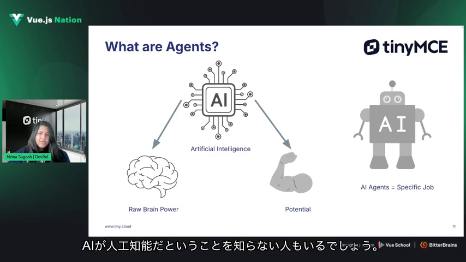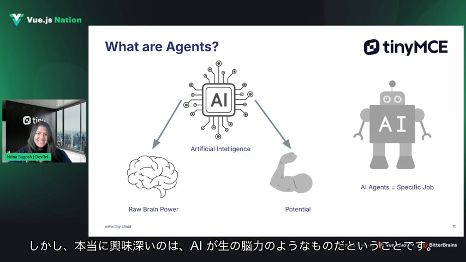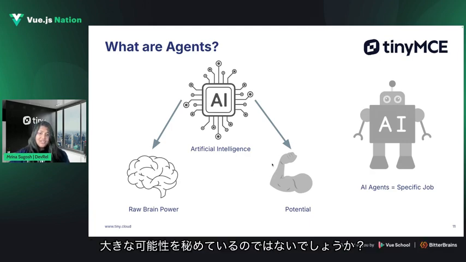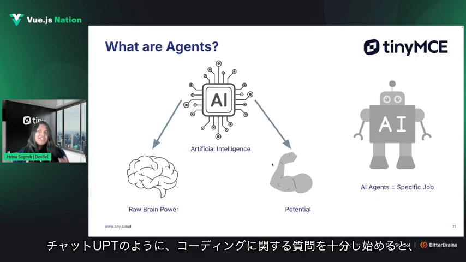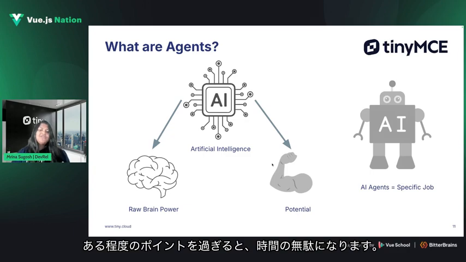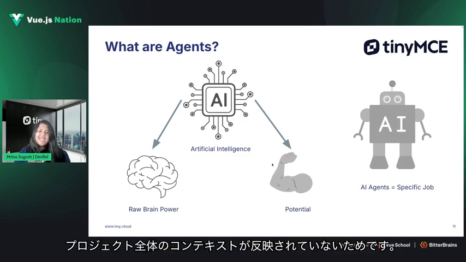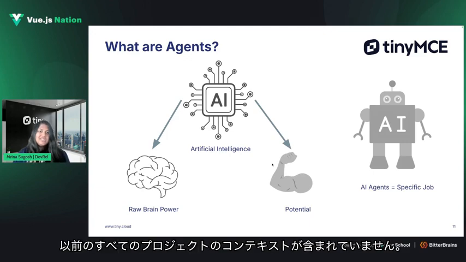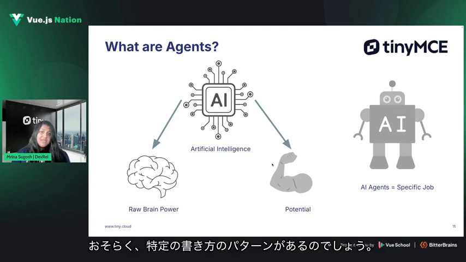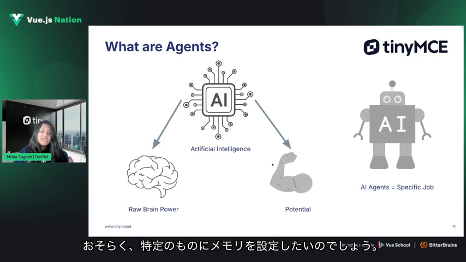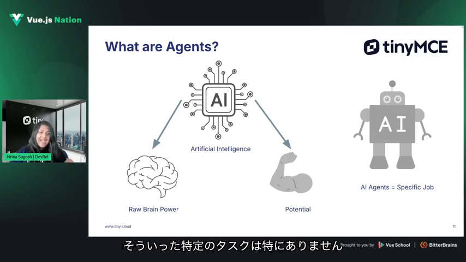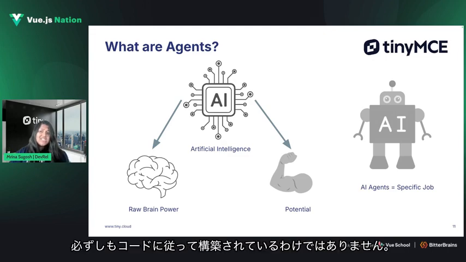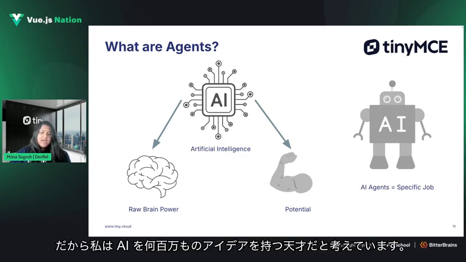So here's what it is. You probably know that AI is artificial intelligence, but the really interesting part is that I would say AI is like raw brain power. It has a ton of potential, right? But it's not really useful. Like ChatGPT, if you start asking it enough coding questions, it is a slight waste of your time after a given point because it doesn't have the context of your entire project. It doesn't have the context of all your previous projects. Maybe you have a specific pattern that you write with. Maybe you want to set your memory to a certain thing. It really doesn't have those kinds of specific tasks, and it's not built to code necessarily.